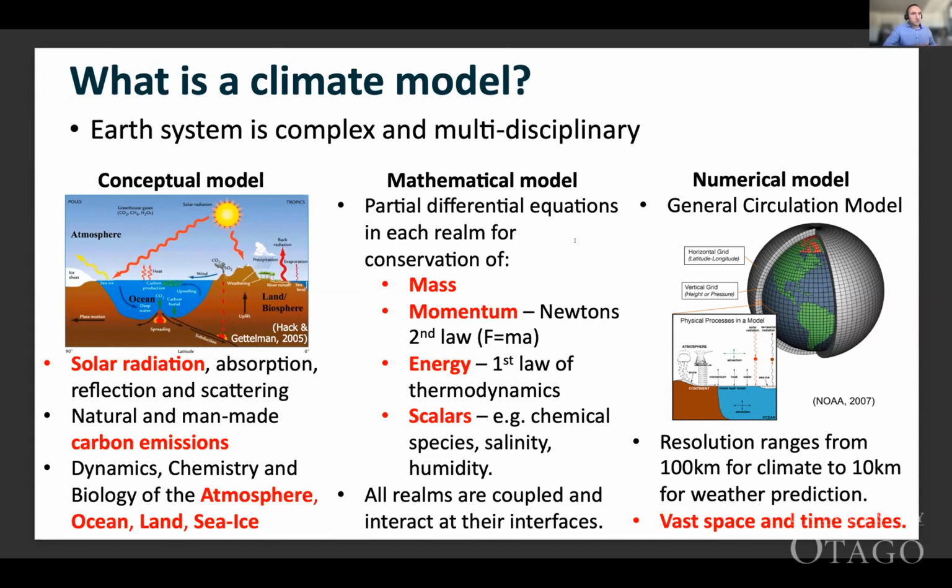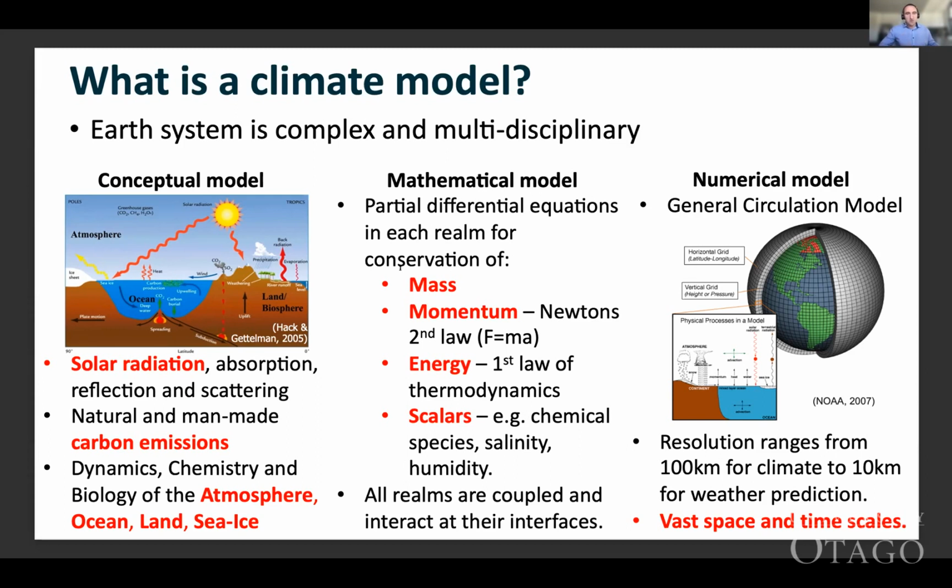Mathematically, we're fortunate in that we have systems of partial differential equations that for all intents and purposes are the truth. So we have conservation of mass, conservation of momentum, conservation of energy, and scalar transport. In the ocean, scalar transport would be salinity or salt, and the various biogeochemical constituents, so phytoplankton, zooplankton. But scalars in the atmosphere might be dust, smoke, humidity. All of these realms, the atmosphere, ocean, sea ice, and land, are coupled and interact at the interfaces in an appropriate way. So it's great that we have this mathematical representation.